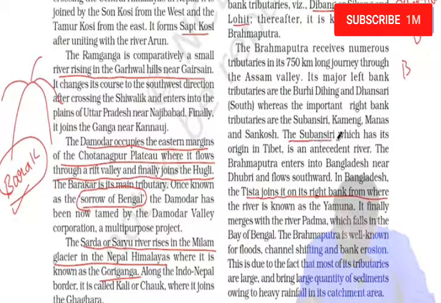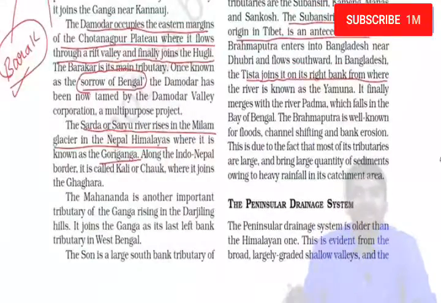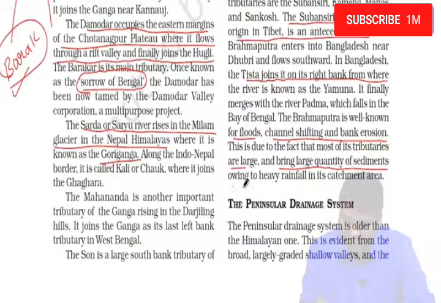The Subansiri, which has its origin in Tibet, is an antecedent river. I have already told you. Similar to Kosi, this is an antecedent river. That means after Himalayas were formed, these rivers started moving in their original direction itself. The Brahmaputra is well known for floods, channel shifting and bank erosion. The reason is, as soon as it enters into Assam, it meanders. This is due to the fact that most of its tributaries are large and bring large quantities of sediments owing to heavy rainfall in its catchment area.